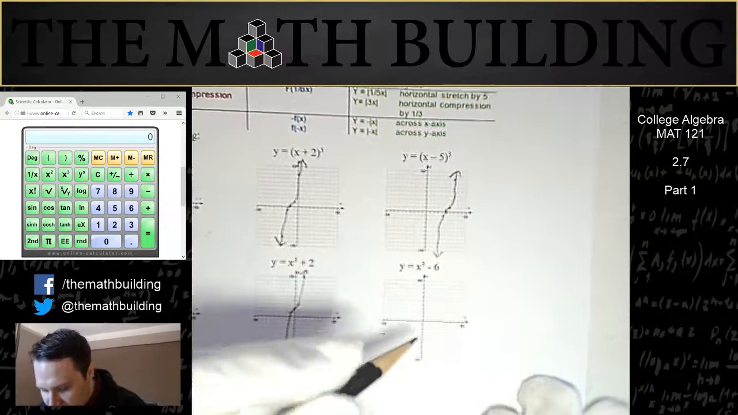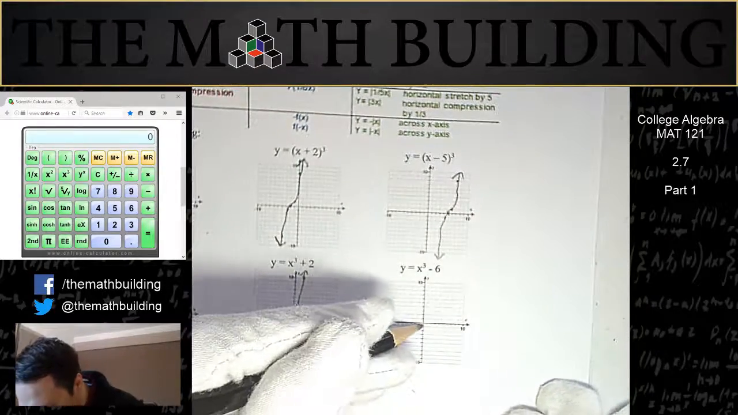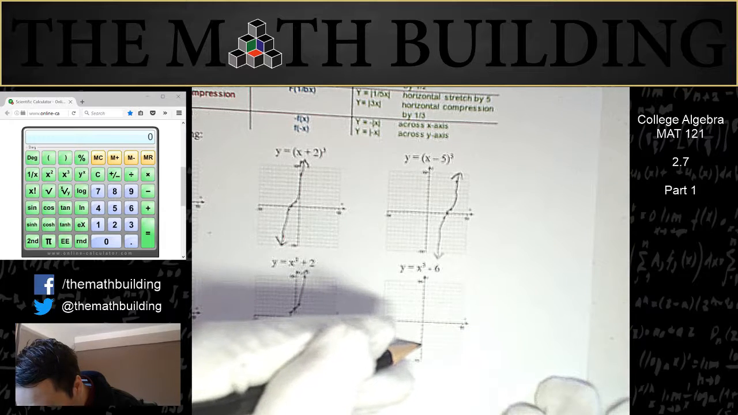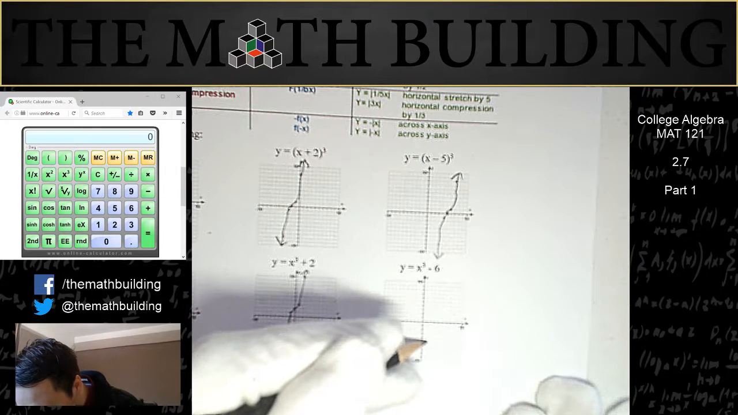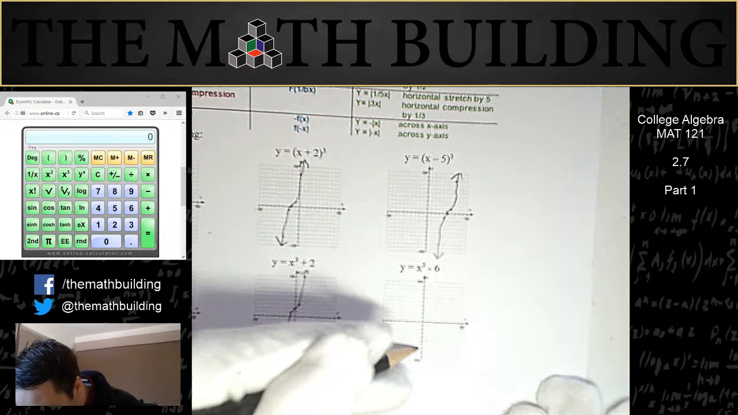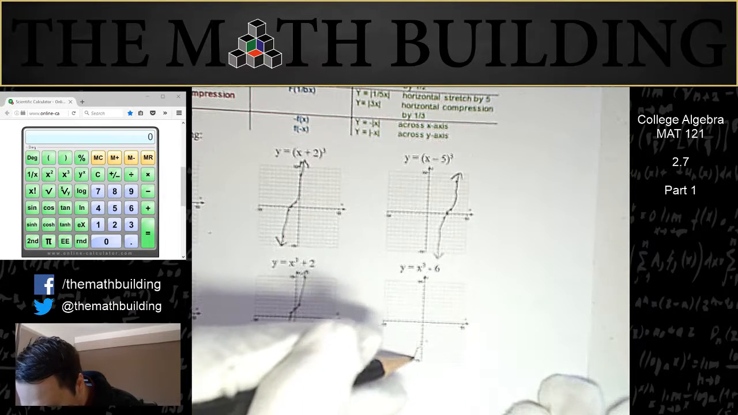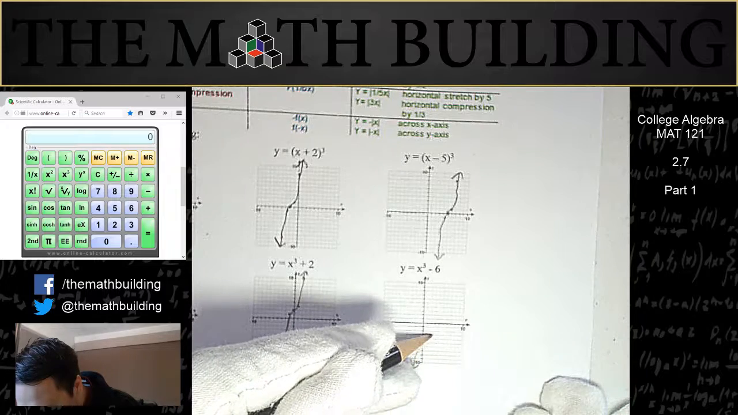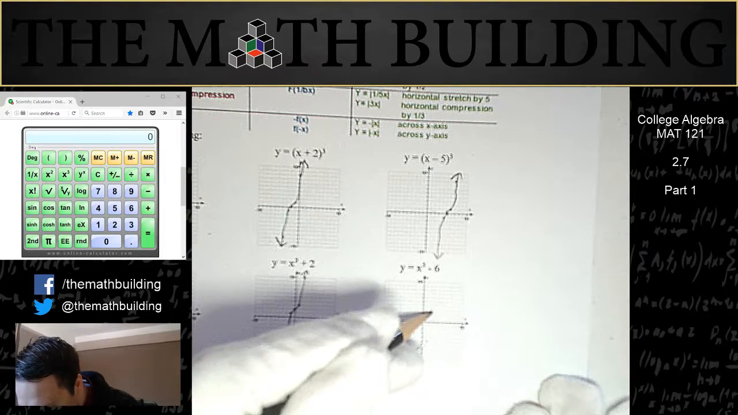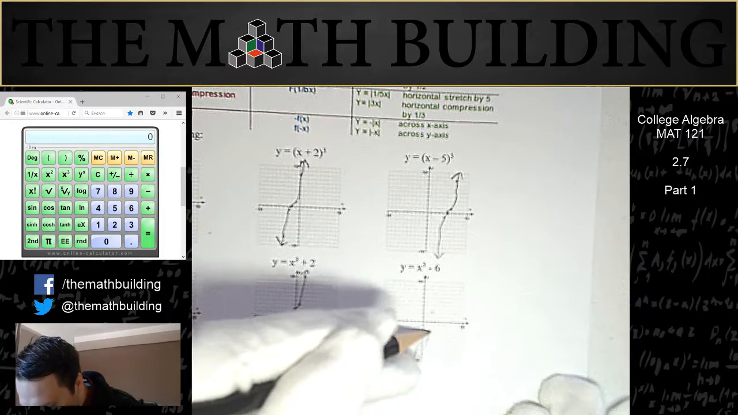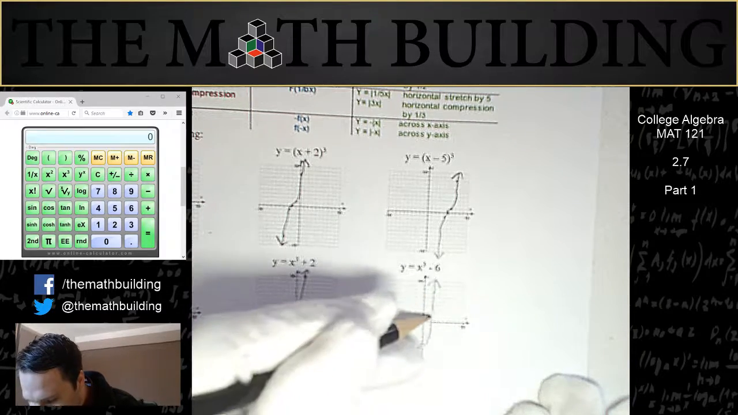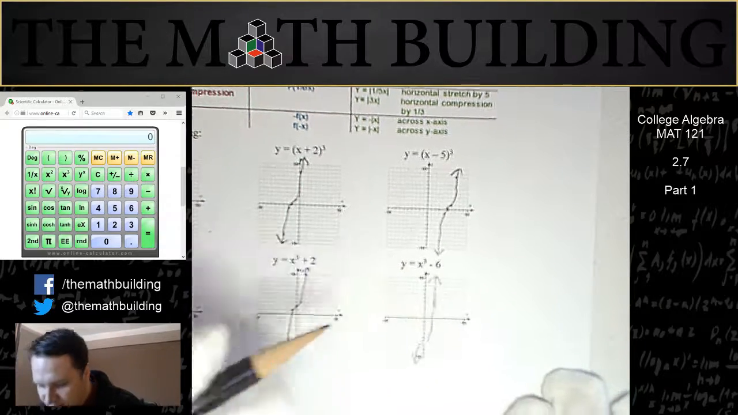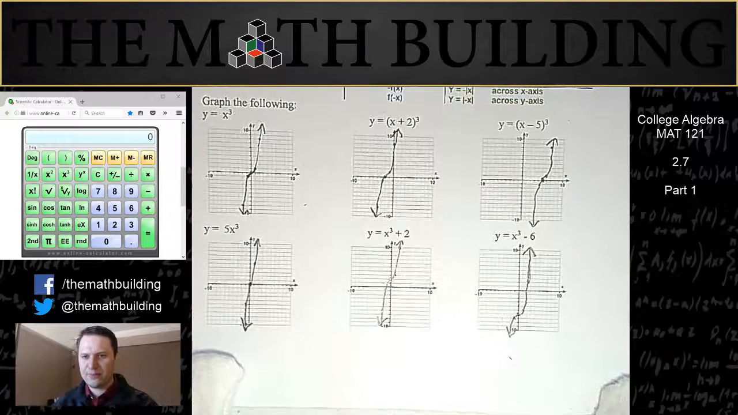X to the 3 minus 6. The minus 6 is on the outside, so that bumps us down 6 spaces. Over 1, up 1, over 1, down 1. We're going to be off the graph in that direction. So let's go over 2, up 8, 4, 5, 6, 7, 8. There we go. And that'll be good enough. So you can see that by subtracting 6, we bumped the entire graph down 6 spaces.